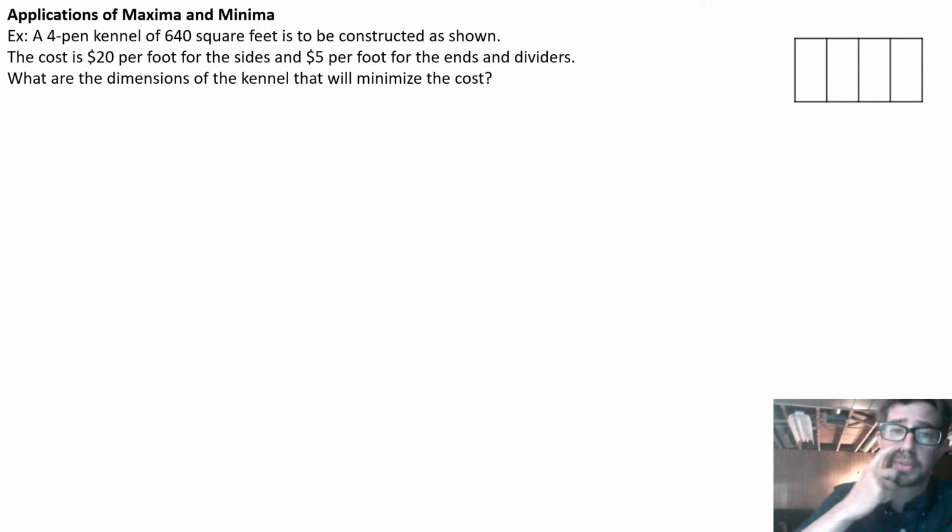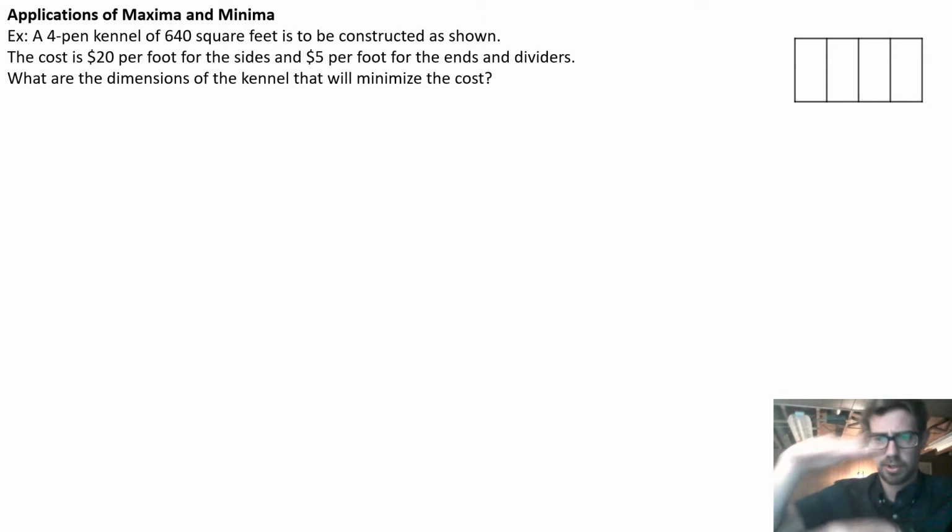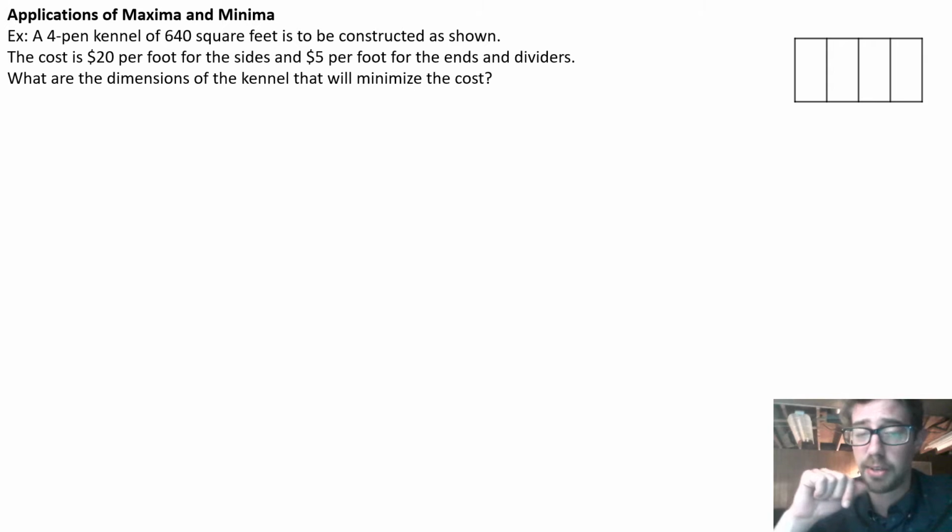It's $20 per foot for the sides, which are these things, and $5 per foot for the ends and dividers, which is these things. So in other words, we need 2 sides, right? And 1, 2, 3, 4, 5 ends and dividers. So what are the dimensions of the kennel that will minimize the cost?